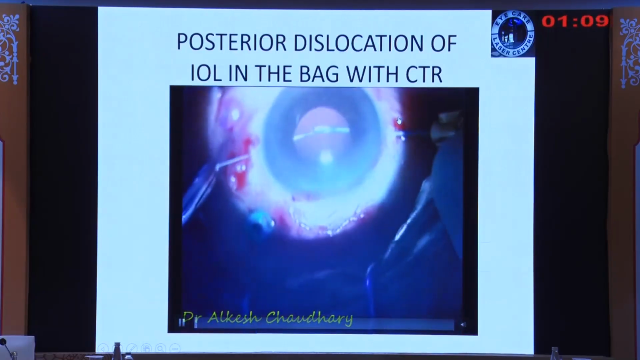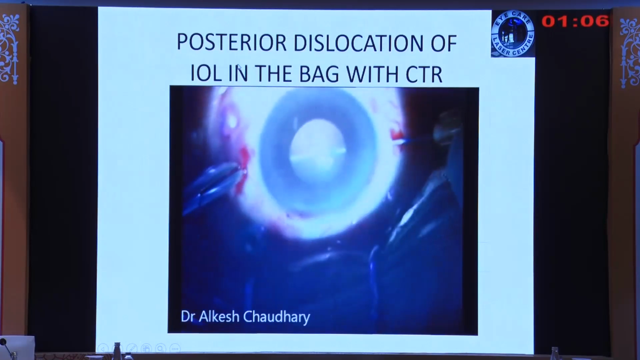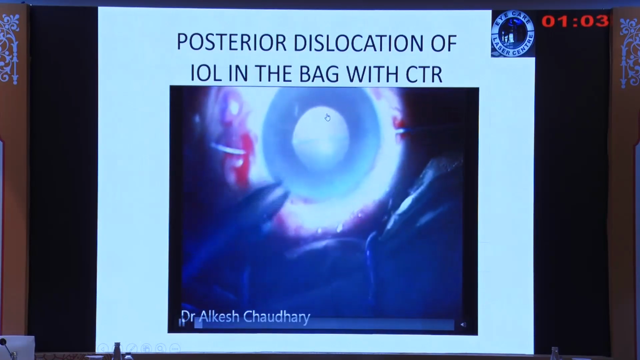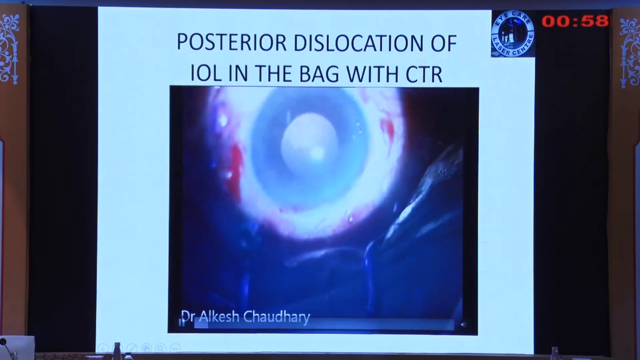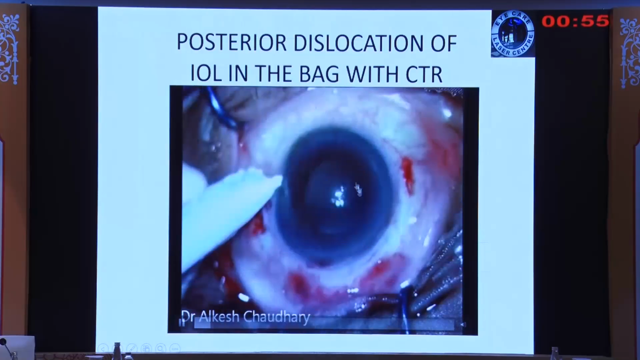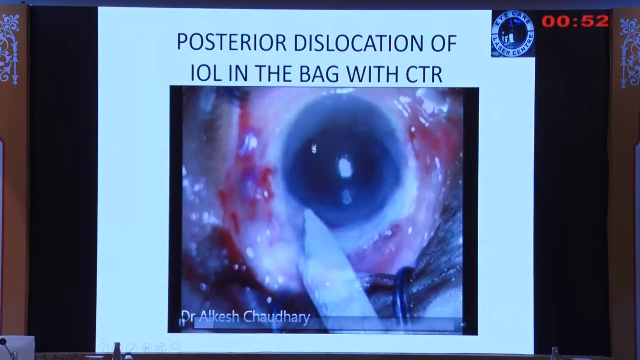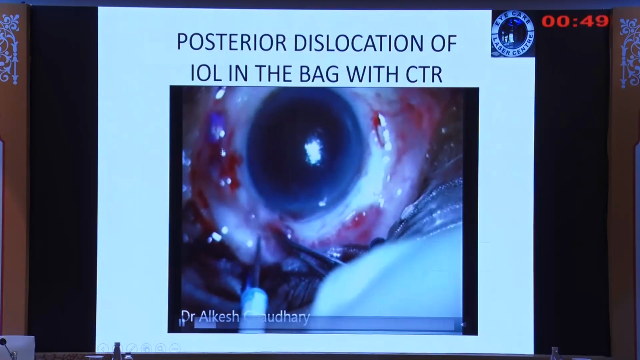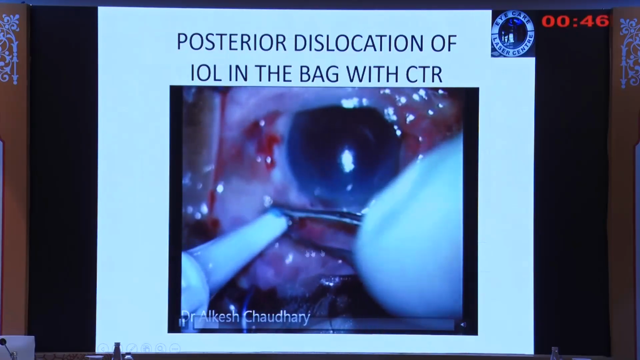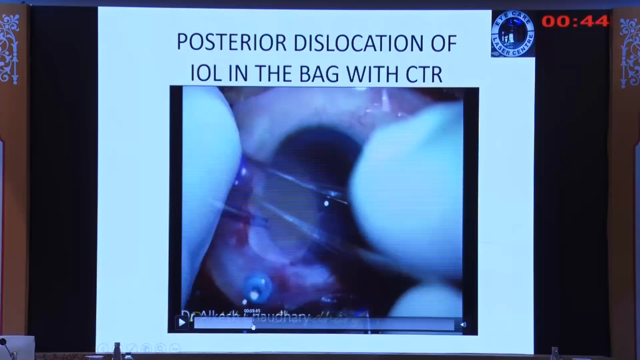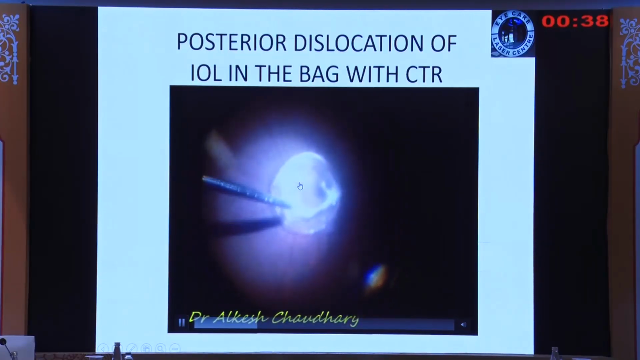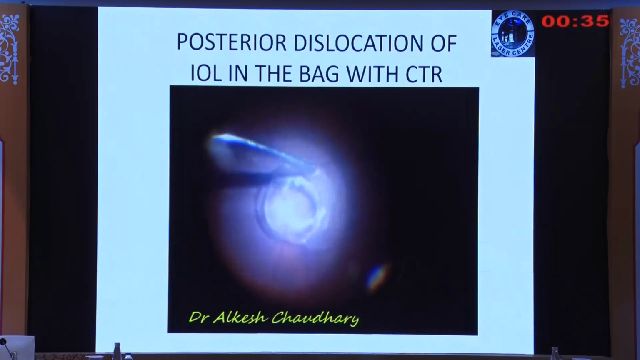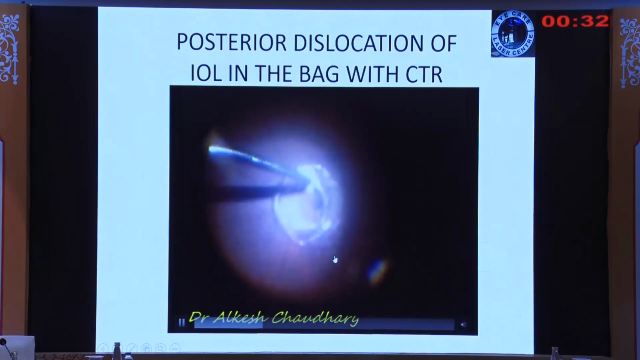Another case was post-trauma, posterior dislocation of the IOL with a CTR, the total IOL fallen behind in the vitreous cavity. I am placing the sutures before I go inside, because later on placing these sutures will be difficult. So it was managed in the periphery. Now we are going behind, planning to do the sclerotomy. You see the IOL is in the bag with the CTR ring. Already the zonules were not very good, so there was a weakened zonule, so we are now managing further.